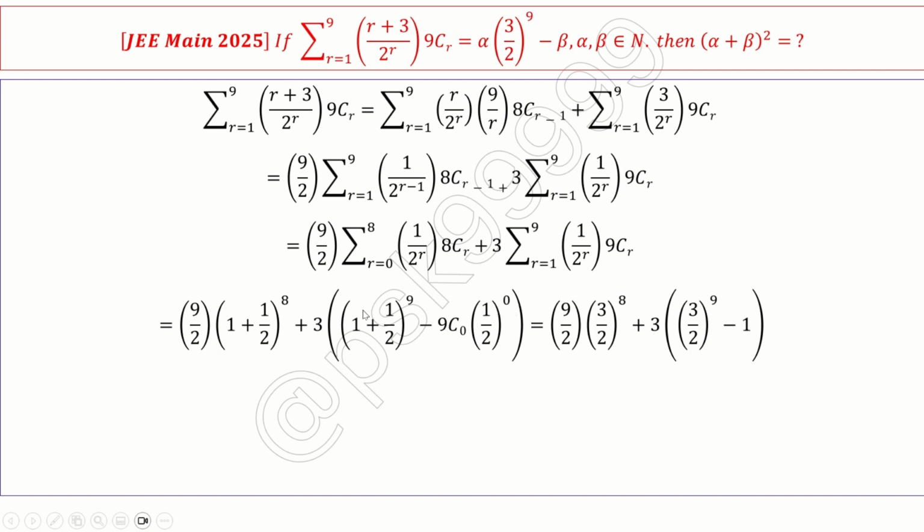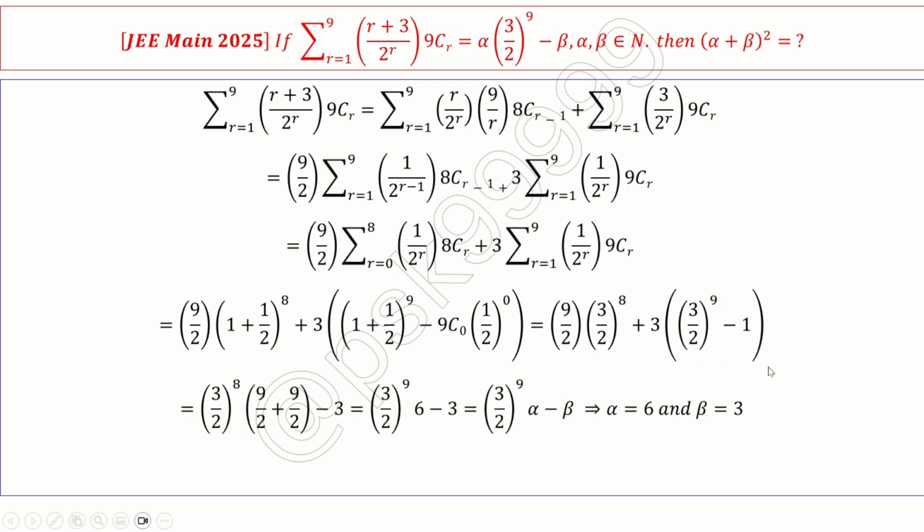This is what I added here, so that it has become (1 + 1/2)^9, minus, I am subtracting because I added. Okay, now if I simplify, this is very simple. This is (9/2)(3/2)^8 + 3 times (3/2)^9 − 1. Okay, now this is just a simplification into the given form.